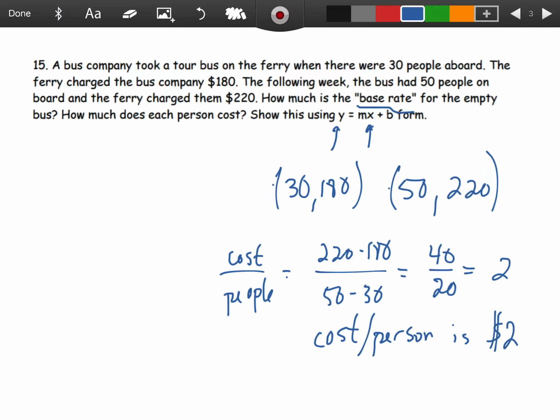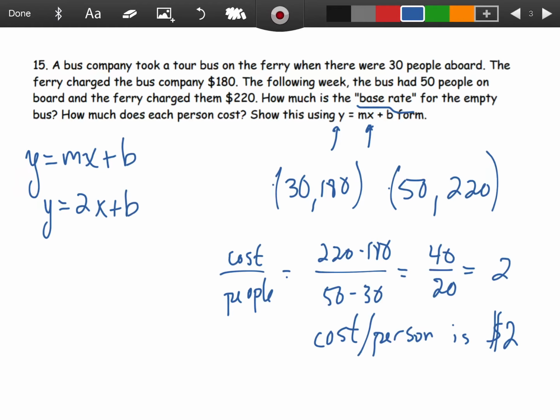All right, and that makes sense here, right? We can see that if you increase the number of people by 20, the charge goes up by 40. Well, all right, that makes sense. Okay, and so we've answered this question, right? We know how much each person costs. Now we just need to find what's the base rate. Well, y equals mx plus b. I know m is 2, so I could say y equals 2x plus b. My goal is to just solve what is that b now.